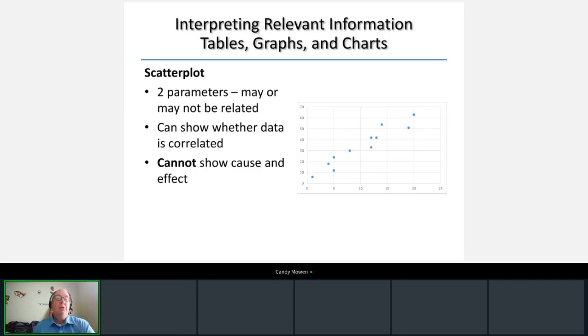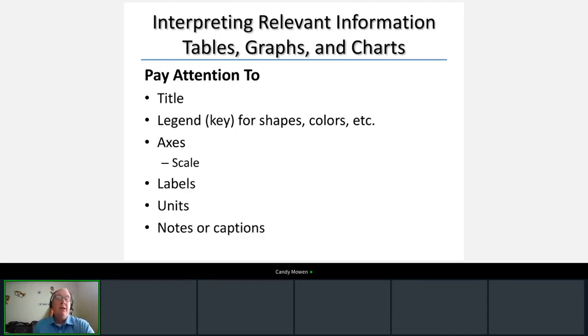Scatter plot. Two parameters may or may not be related, as in the examples we talked about previously. You can show whether the data is correlated. It cannot show cause and effect, and it just shows you how it is scattered, close to what we're looking at. And we're going to talk about the mean here in a minute.